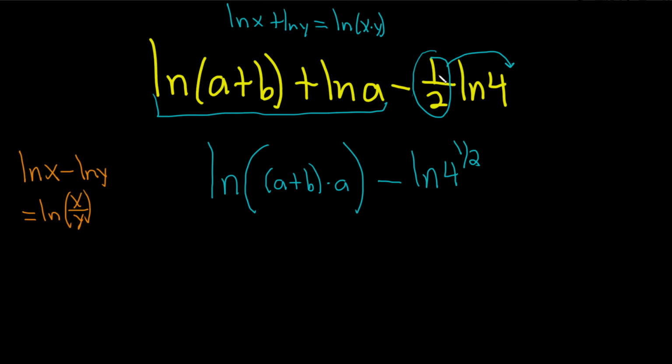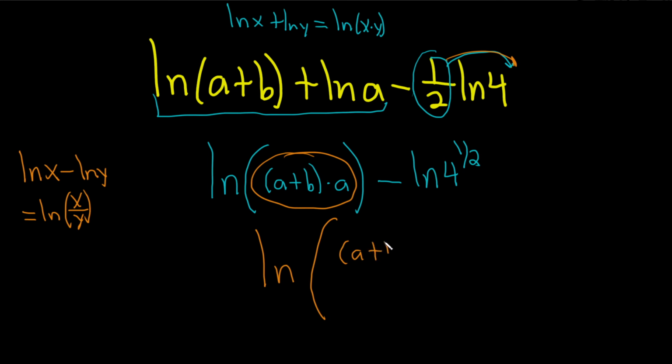So when I saw that number, I thought, let's go ahead and just do two steps in one and just put it upstairs. Because now we can use this property, right? If we still had the 1/2, we'd have to get rid of it. So now we can finish. This is the natural log of, so the top piece, so this piece here, a plus b times a, over, and then this piece here, so 4 to the 1/2.